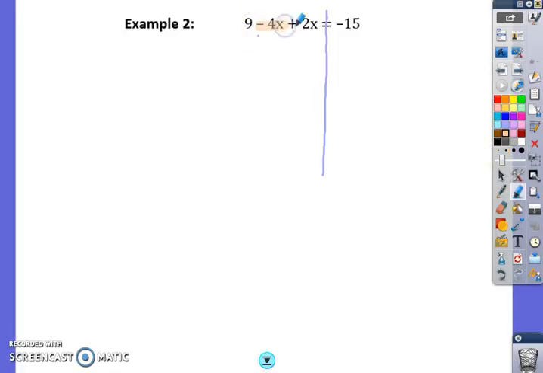Negative 4x and positive 2x, those are like terms because they both have x's and they're both to the same exponent. So negative 4x plus 2x is negative 2x. I'm going to go ahead and do that first and bring everything else down. I'm not going to try to solve anything in the equation. I'm just going to combine my like terms.